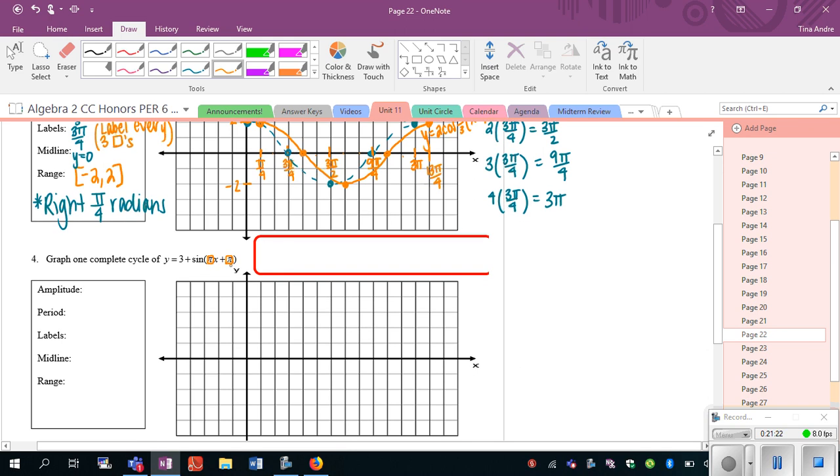So this number was already distributed since it's touching the x inside of the parentheses. So we want to factor this out. Our b value, the number in front of x, we have to factor out before we come up with that horizontal shift. So factor out b before shifting.